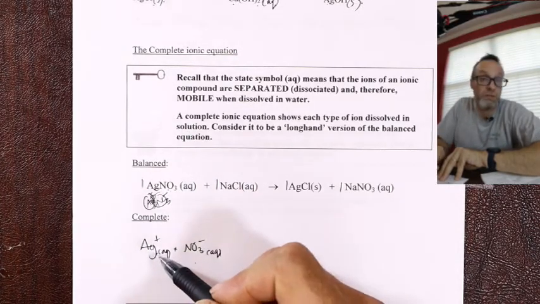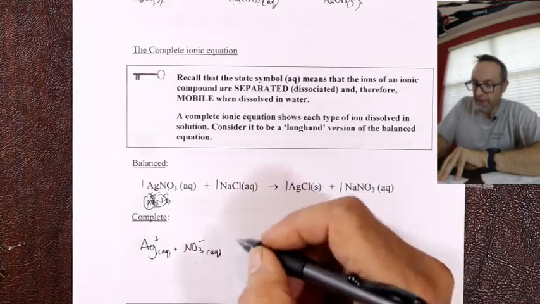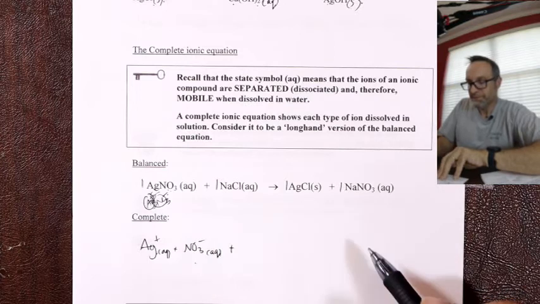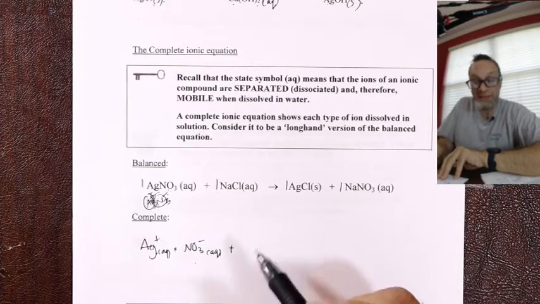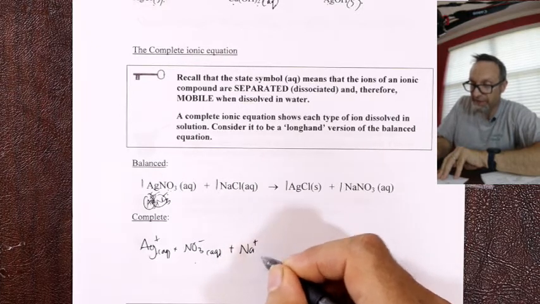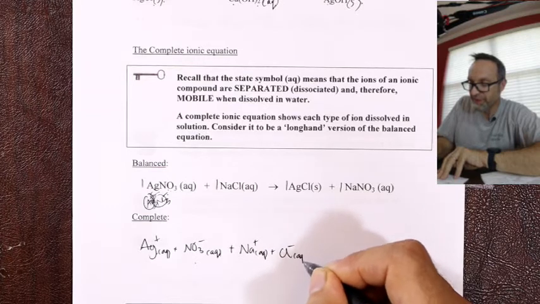If I said to you, what's the formula of silver nitrate? These are the ions you stick together to make that. Plus, what have I got here? NaCl. Well, what's NaCl made from? Na plus aqueous plus Cl minus aqueous.